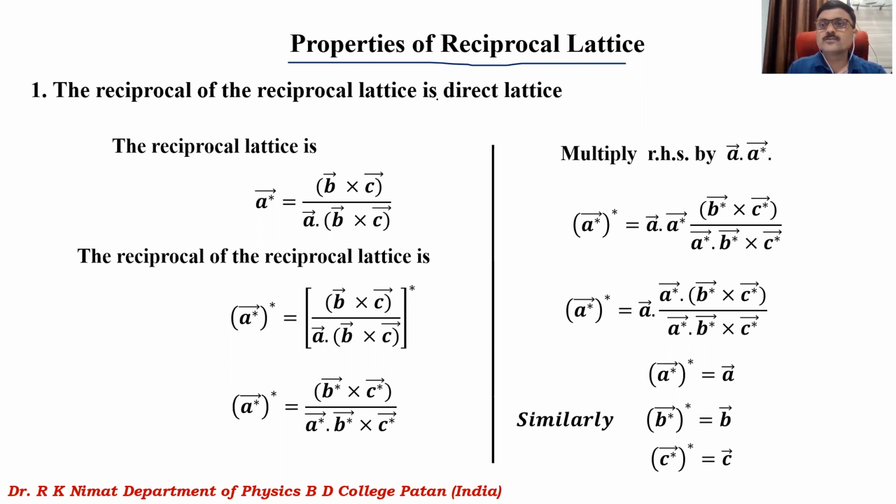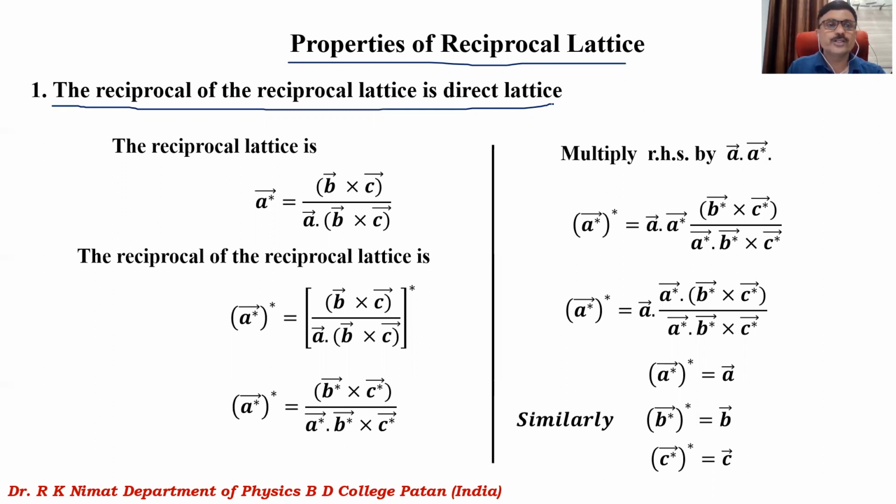Four properties we are going to discuss. We'll discuss the first two properties in this lecture, and my next lecture will be dealing with the remaining two properties of the reciprocal lattice. The first property of the reciprocal lattice is that the reciprocal of reciprocal lattice is a direct lattice. Means if you take the reciprocal of reciprocal lattice, then it will be a direct lattice.